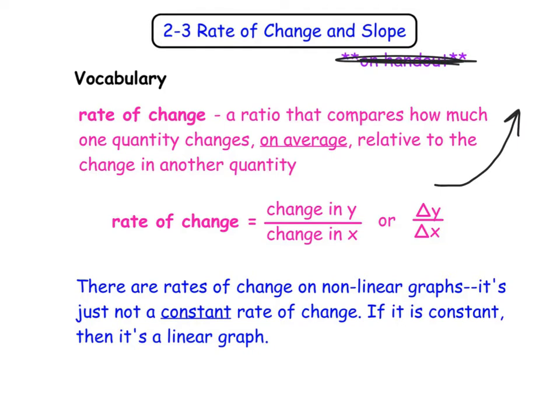So just like I was talking about this nonlinear graph, there are rates of change on nonlinear graphs. It's just not a constant rate of change. But if it is constant, then you have a linear graph. So if your rate of change is constant, then your graph is linear. If your graph is linear, then you have a constant rate of change. Again, pause the video if you need to finish writing notes here.